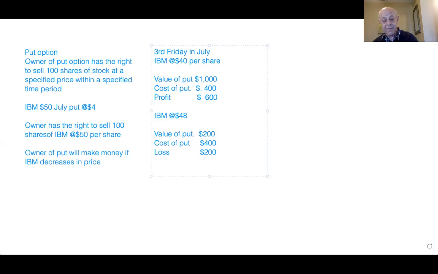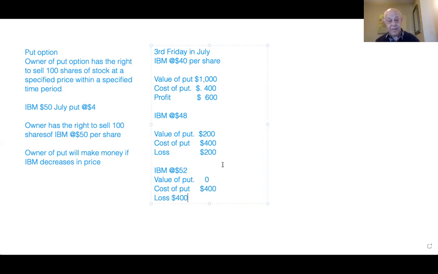And if IBM is above 50, so if IBM is at $52, the value of your put is $0. Right? It's not worth anything to be able to sell IBM at $50 a share when you could just go into the marketplace and sell it at $52 a share. No one's going to pay you for that right. The value of your put is $0. Cost $400. Your loss is $400.